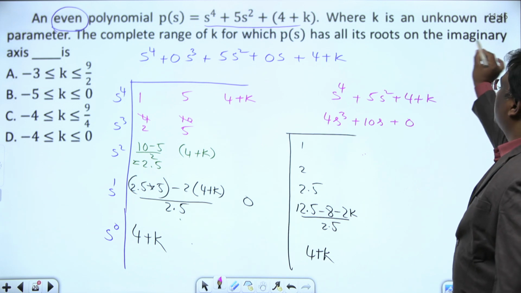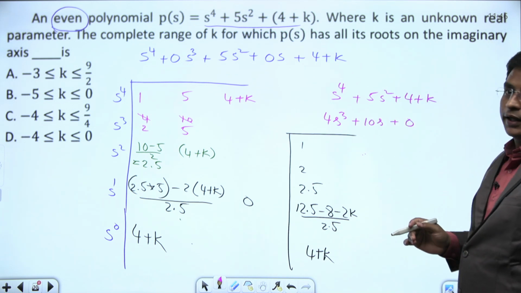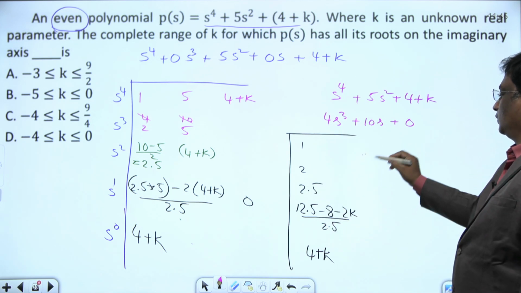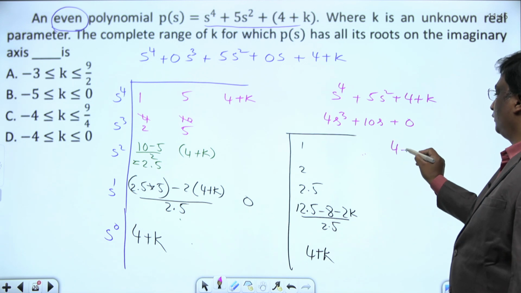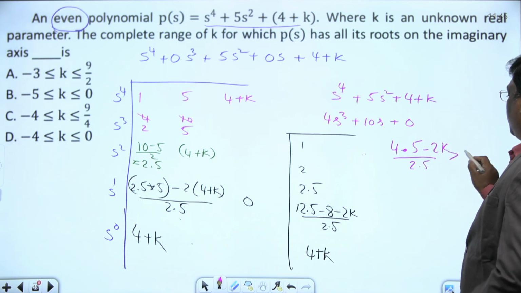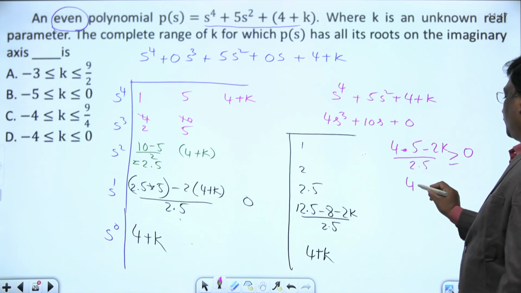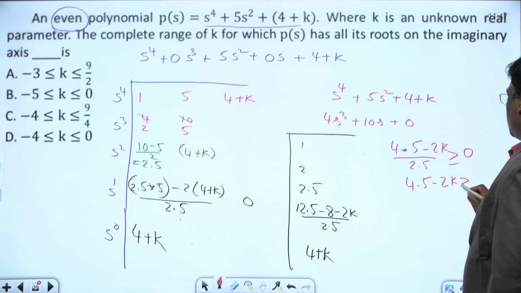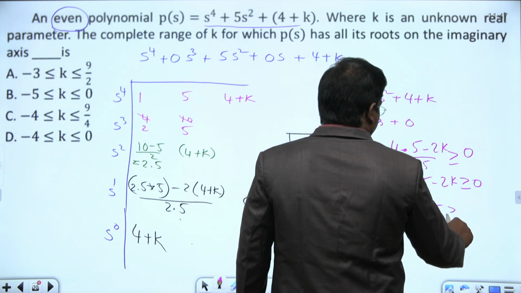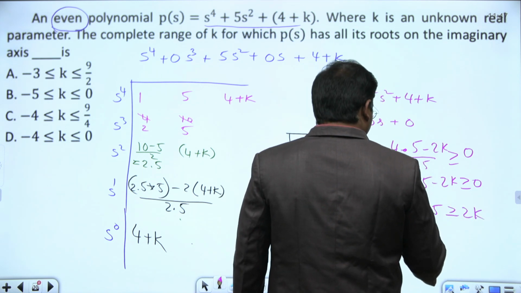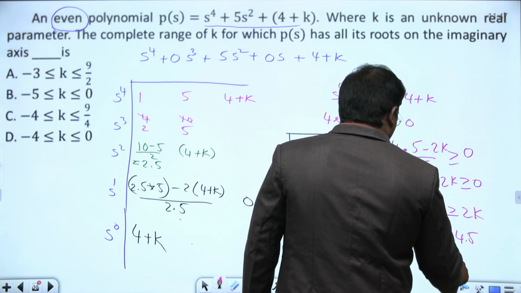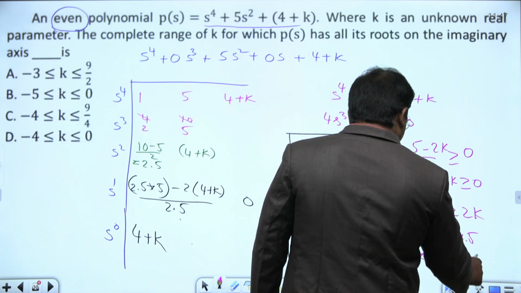Say imaginary roots only, no RHS roots. It should not have any sign changes. This positive, positive, positive, this should be positive, this should also be positive. 12.5 minus 8, 4.5, 4.5 minus 2k by 2.5. This value should be greater than or equal to 0, or 4.5 minus 2k, this value also should be greater than or equal to 0. Or 4.5 should be greater than or equal to 2k, or 2k should be less than 4.5, or k should be less than 4.5 by 2 or 9 by 4, less than or equal to 9 by 4.